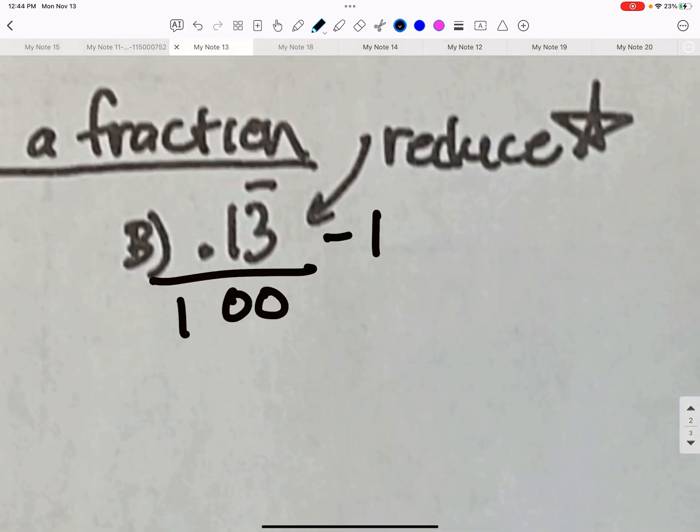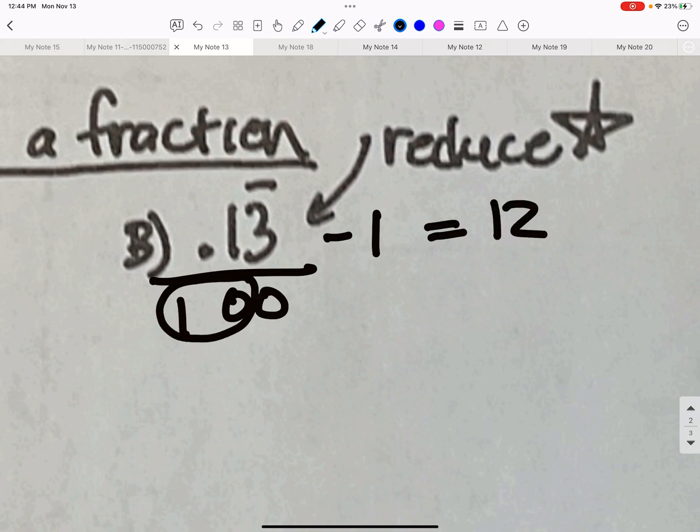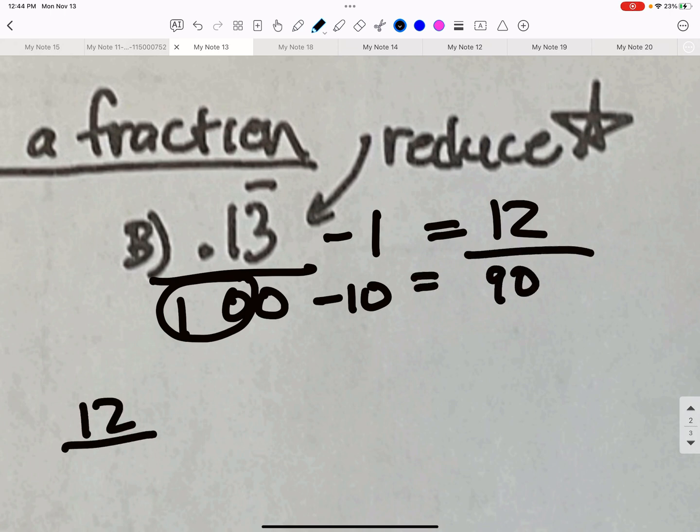For the next one, this is the 1, the 0, and the 0. In the 13, the 1 is uncovered, so it becomes 12. In the 100, the 10 is uncovered, so we subtract it and we get 90. 12/90ths, we can reduce that. You can actually divide by 6. It's 2/15.